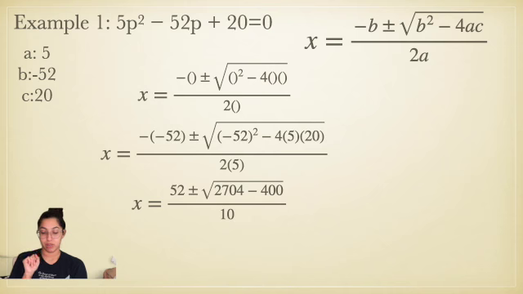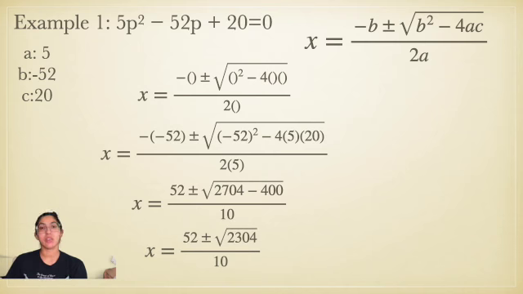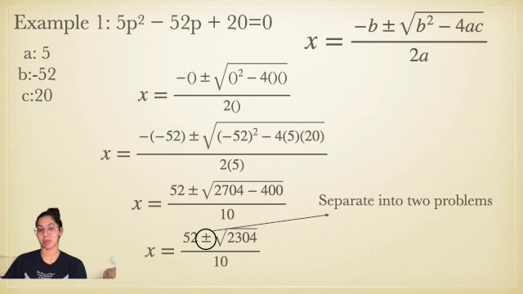2,704 minus 400 is 2,304. Okay, so now here's where it gets different. This is something new for you guys. Plus or minus is just a shortened way of saying that we need to add and then we need to subtract to get both solutions. So we're going to actually turn this into 2 separate problems.